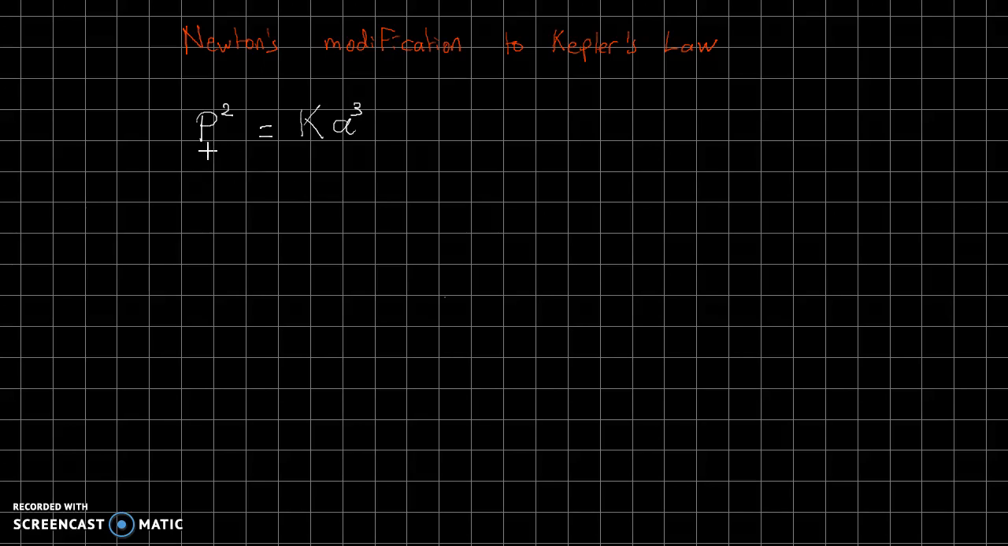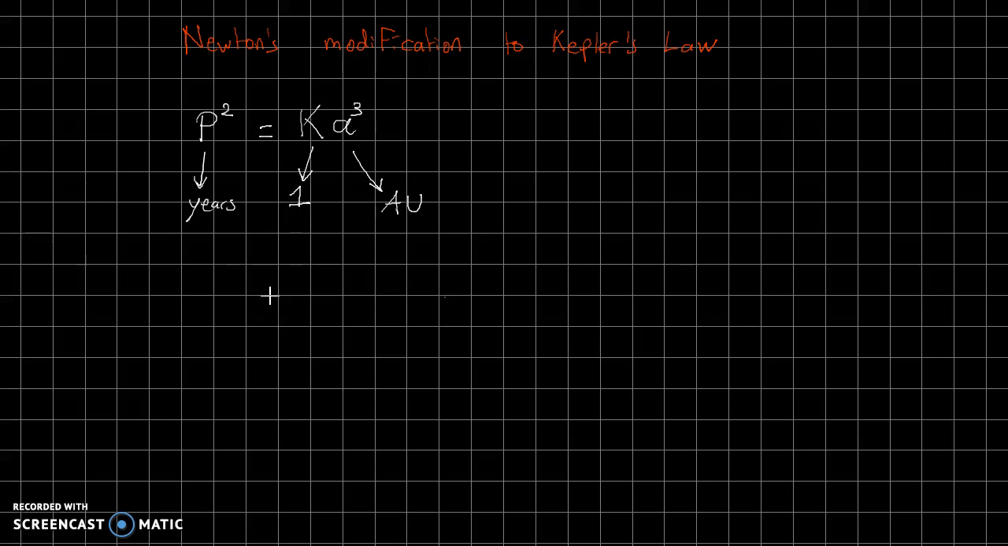Kepler's third law's original formulation, that the period squared is proportional to the semi-major axis cubed of a planet's orbit, is incomplete. This original formulation assumes that the period is measured in Earth's years and that the semi-major axis is in astronomical units, and then the constant of proportionality is 1.